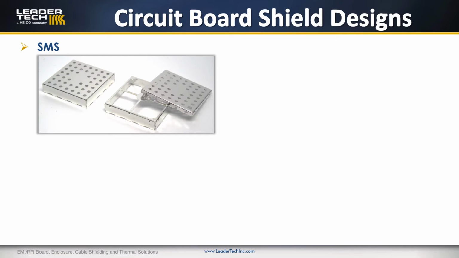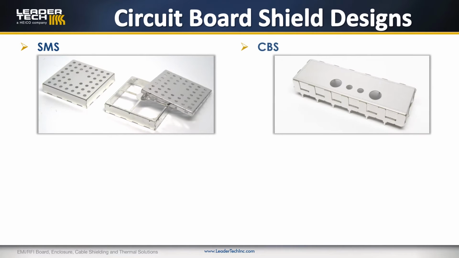These are a couple of different products that we make. This is an SMS shield, so these are standard off-the-shelf, tooled up products. They come in a full catalog of sizes. So if you can design your circuit board to use a part like this, they're already made, they're on the shelf, they're the easiest type of product to use.